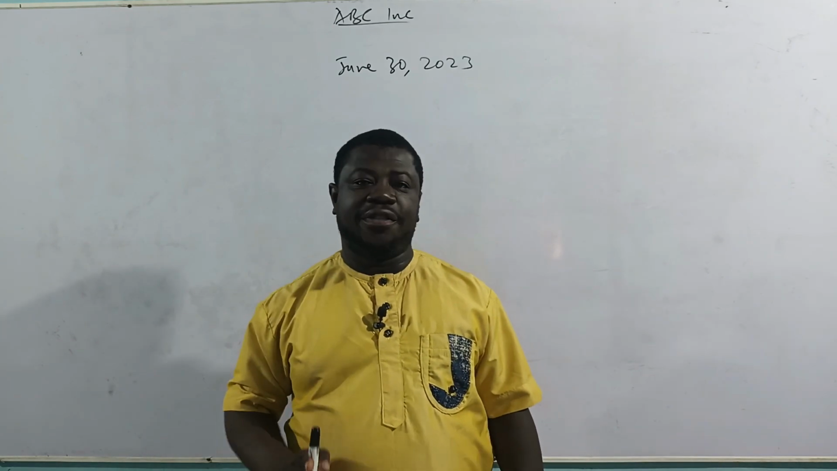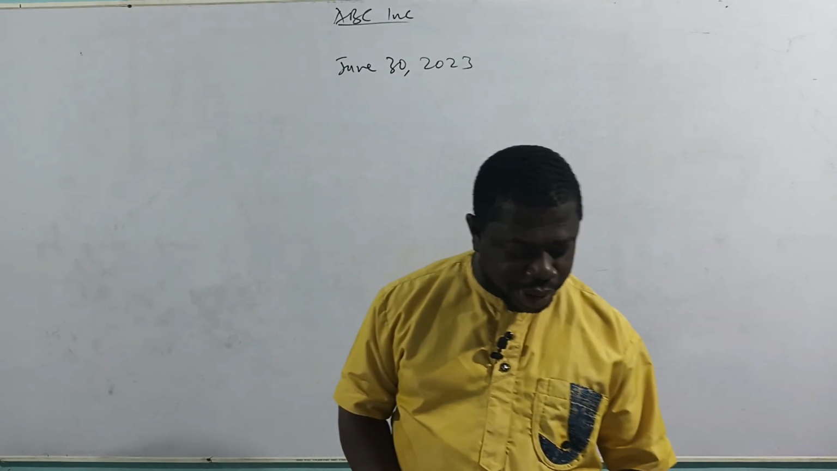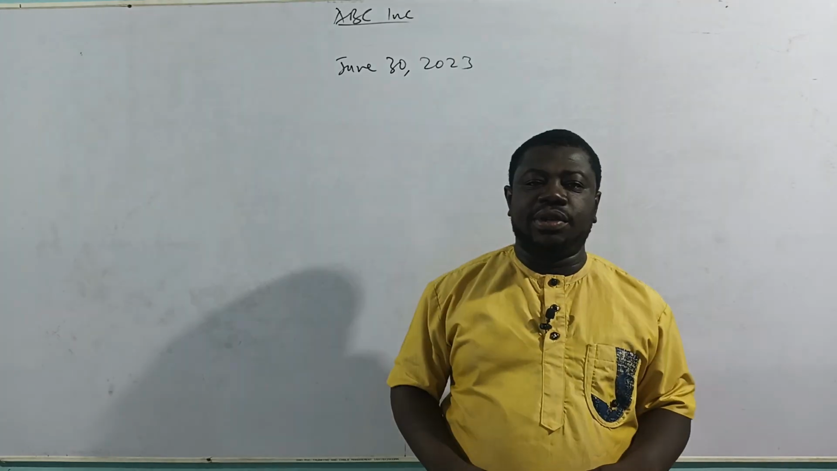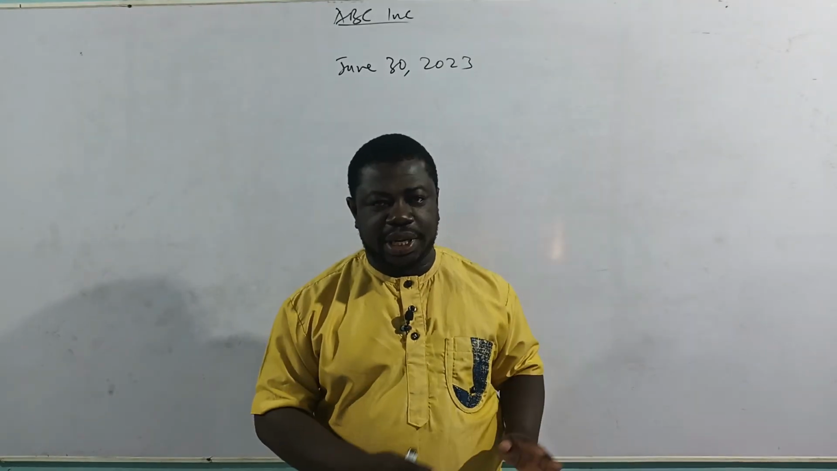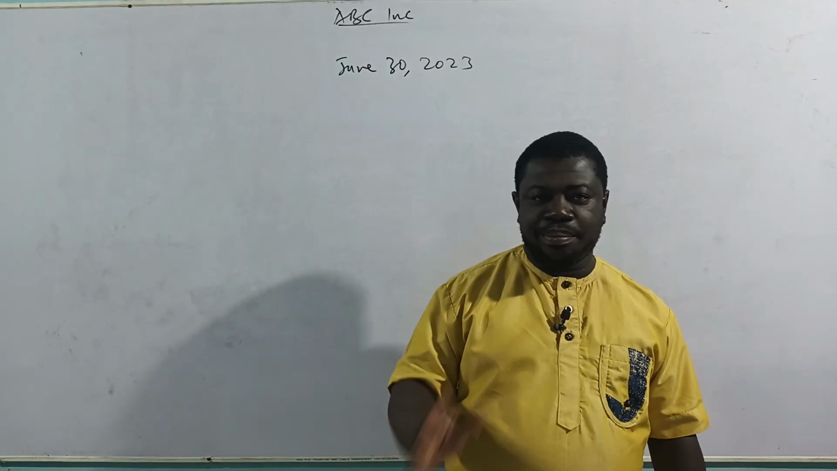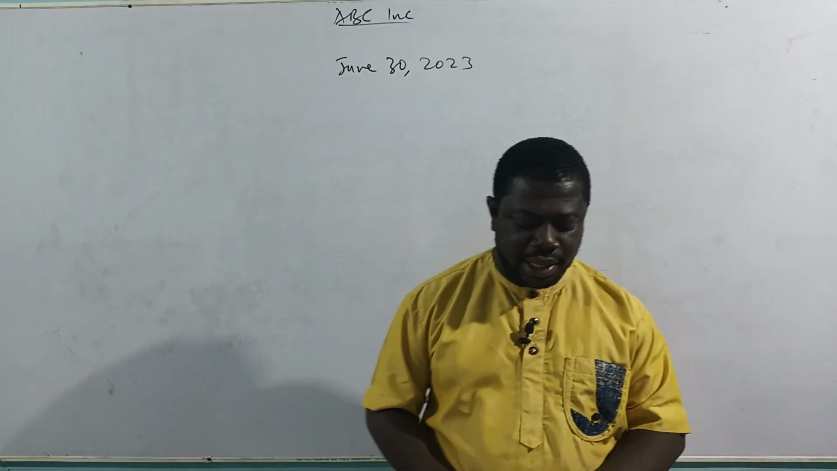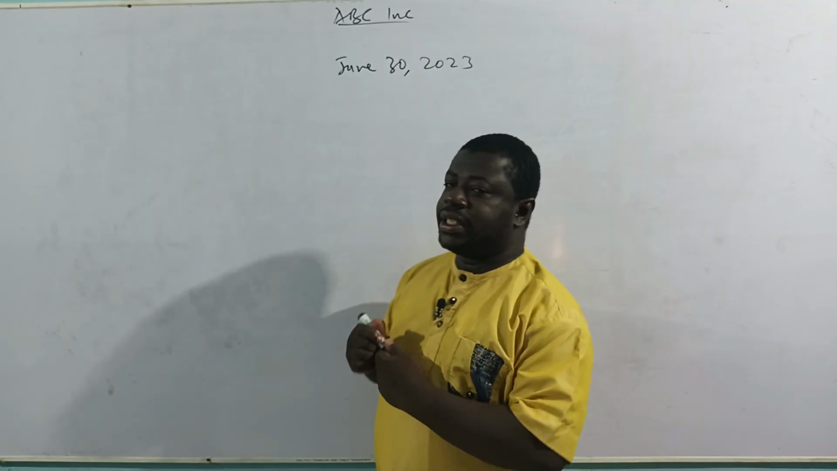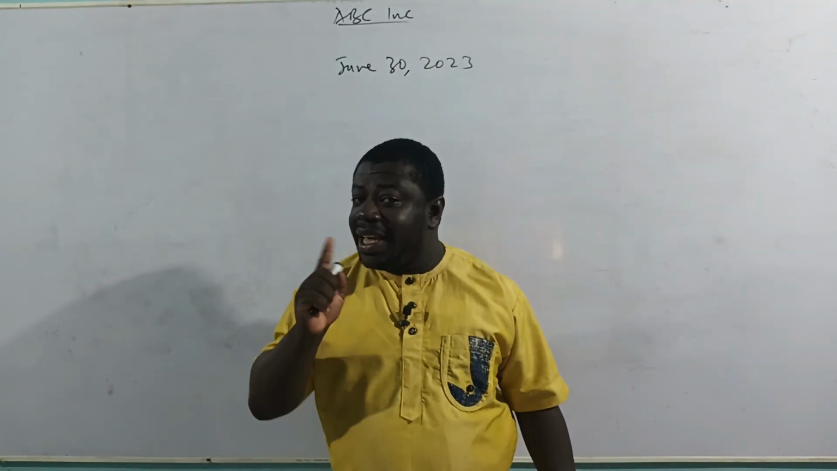Now, it is very key and vital for whatever decisions that we are going to make. Now, the statutory audit of ABC Incorporation for the year ended June 30th, 2023 was completed on August 30th, 2023. So it means that the account has been prepared to the year ended June 30th, 2023, and the auditors have completed their work by the end of August, which is 2 months later. Now, let's continue. The financial statements were signed by the Managing Director on September 8th after the audit. So after the audit at the end of August, audit was completed. And on September 8th, it was signed.